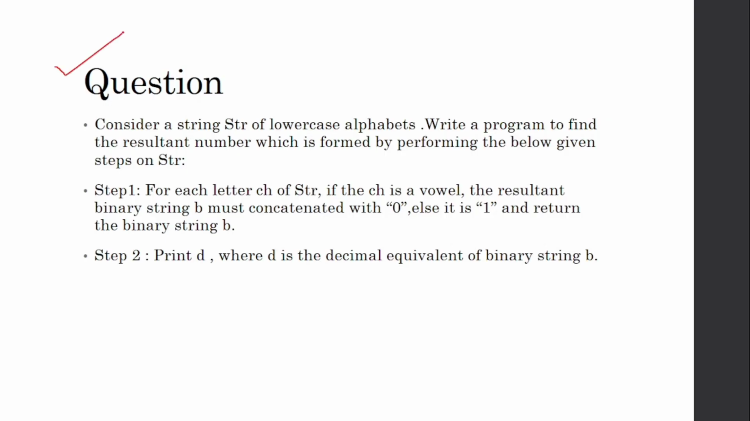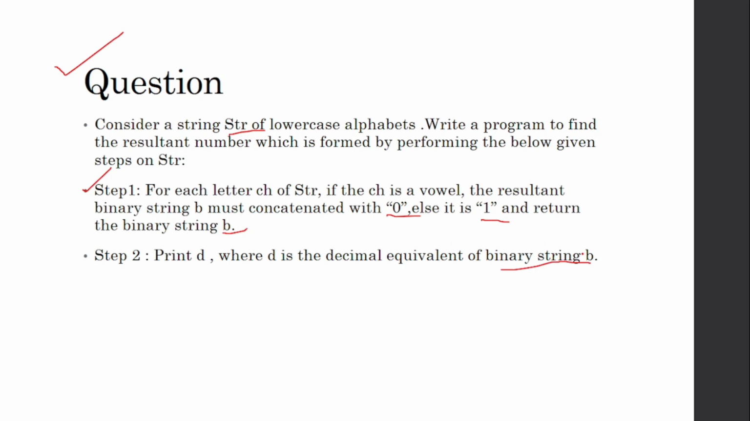Okay, this is our question, right? So what this question is saying to you: consider a string str of lowercase alphabets, means all the alphabets are in lowercase. Write a program to find the resultant number, which is formed by performing the below given steps on str. Step 1: for each letter ch of str, if the ch is a vowel, then the resultant binary string b must be concatenated with 0, else it is 1, and return the binary string b. Step 2: print d where d is the decimal equivalent of binary string b.